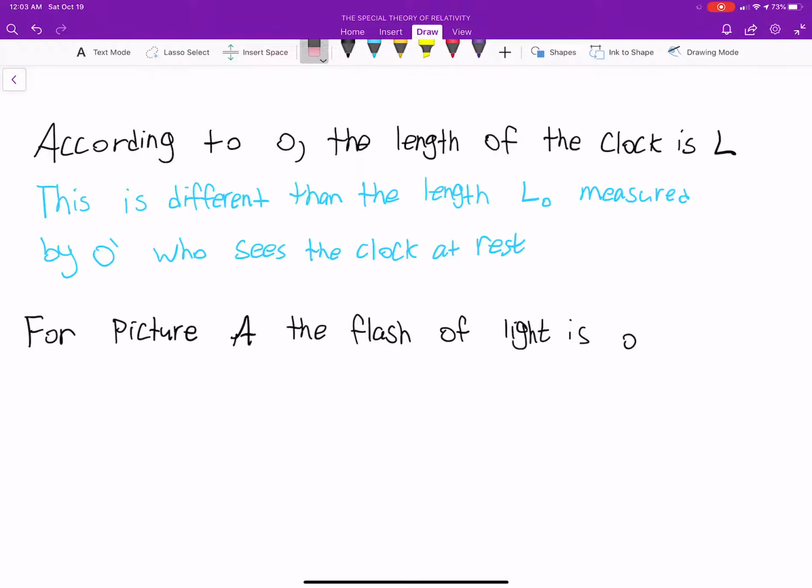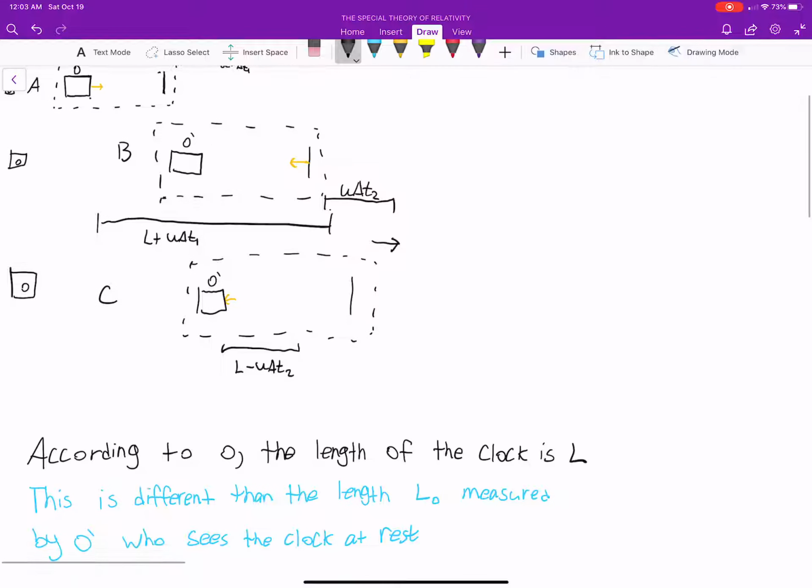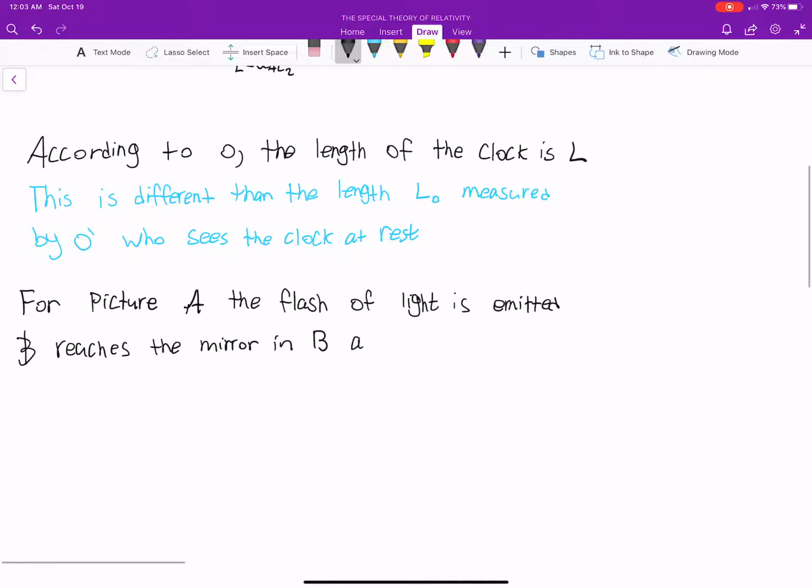is emitted, and it reaches the mirror in B. Okay, so at A, it's emitted. At B, it hits the mirror a time delta t1 later. So that's the time for the light to get to the mirror.